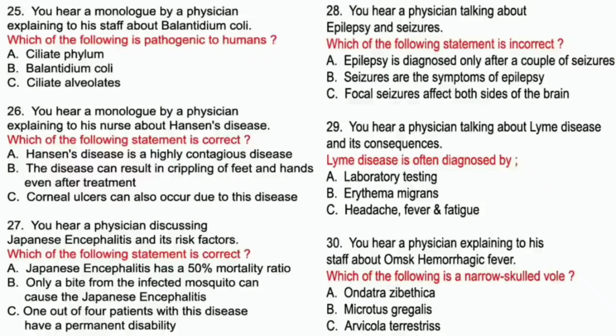Now look at question 25. You hear a monologue by a physician explaining to his staff about Bacillus coli. Now read the question.